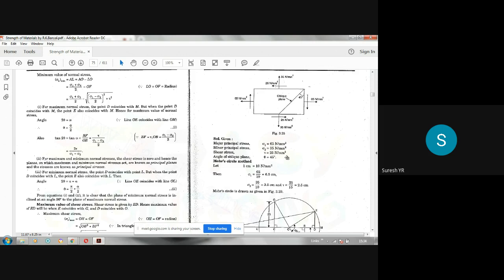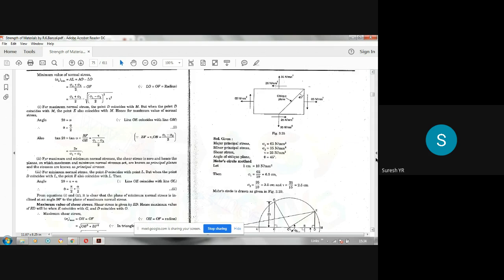All are in Newton per mm square. Now the question is, what is the normal stress and the tangential stress or shear stress on this oblique plane? Normal stress and direct stress are the same. Tangential stress and shear stress are the same. So there are two words.